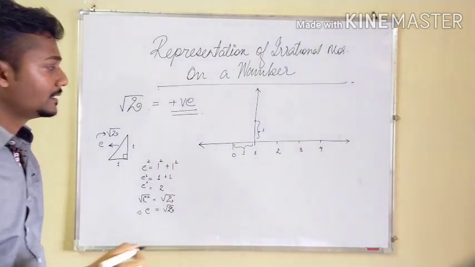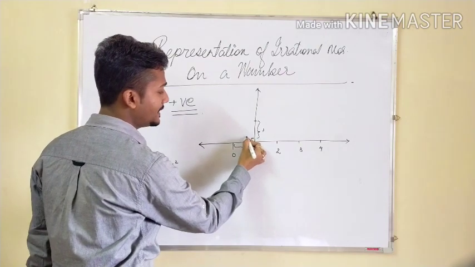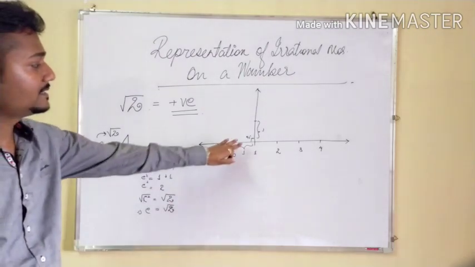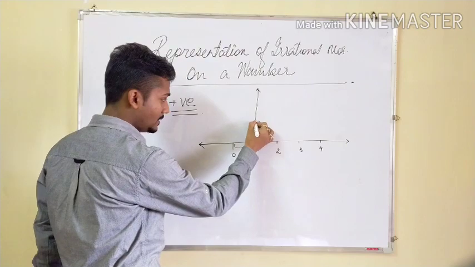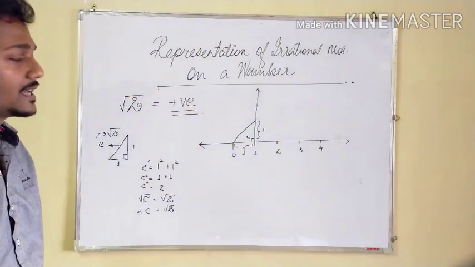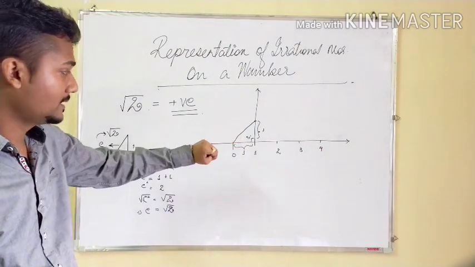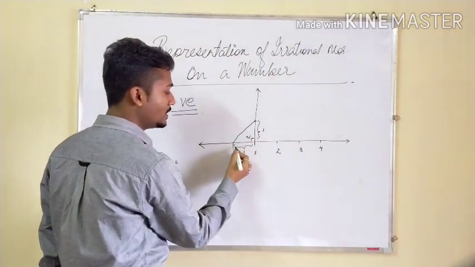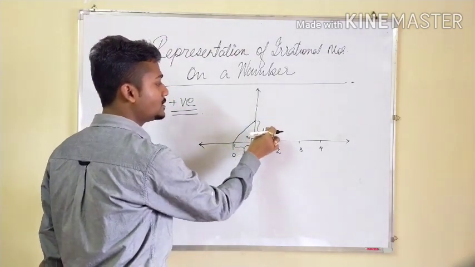Is that clear? Now, if I draw a straight line here, here it will be what? 90 degrees. Is it not? This is equal to 90 degrees. If I join these two portions, I get a right angle triangle. Yes or no? Now, in this right angle triangle, from here to here, 0 to 1, it is 1 unit. From here to here, it is 1 unit.